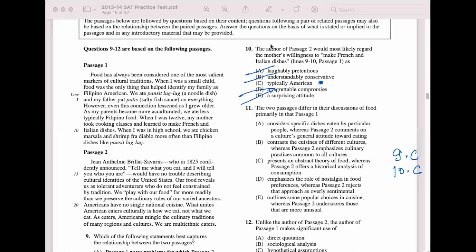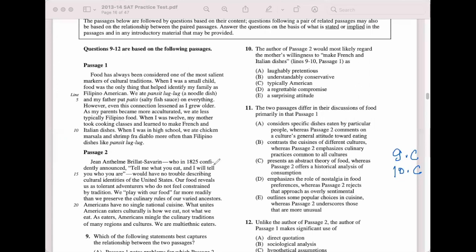Okay, I'll just use an eraser now because I only need to remove these. Okay, question 11. The two passages differ in their discussions of food, primarily in that passage 1 considers specific dishes eaten by particular people, whereas passage 2 comments on a culture's general attitude towards eating. That seems to be a good option because the first passage is focused more on what Filipinos eat and how this person's family moved away from that food.